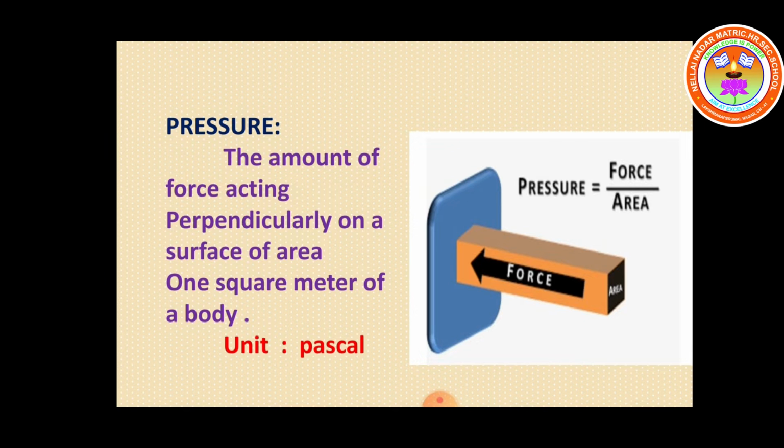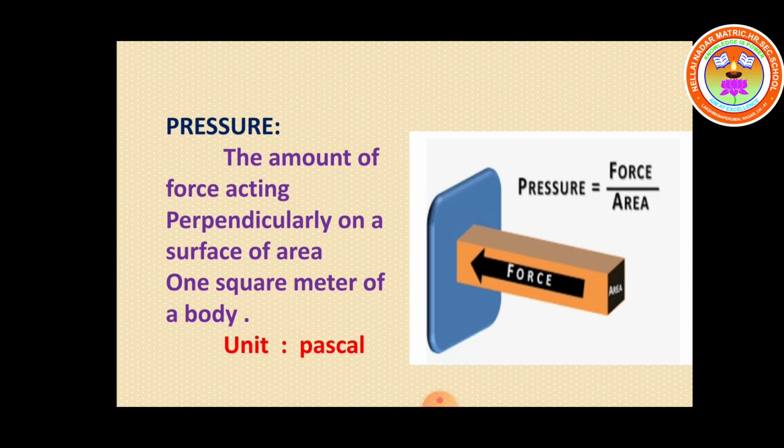P is the symbol of pressure, force is denoted by the symbol F, and area is denoted by the symbol A. So pressure is equal to force by area. The SI unit of pressure is Pascal, named after the scientist.